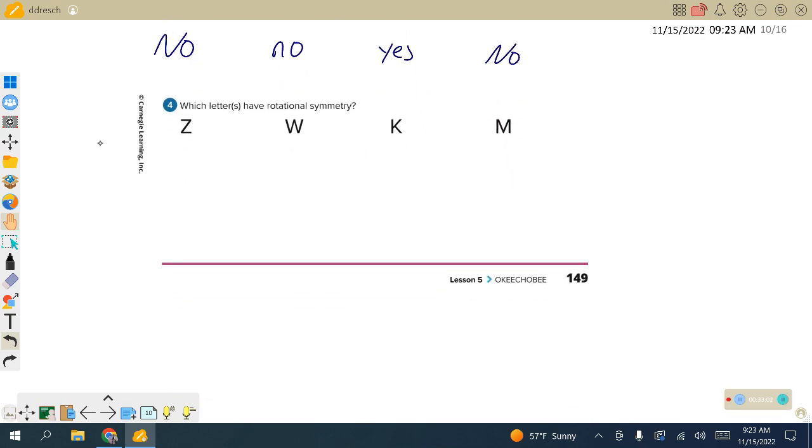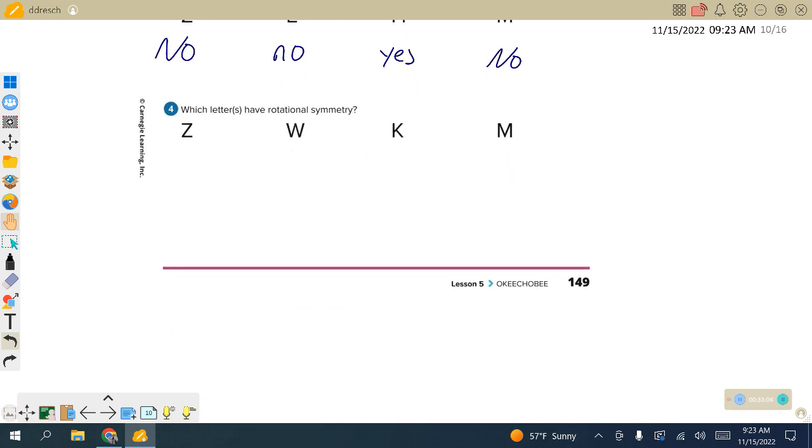Let's go, Lydia. Which one has rotational symmetry? Z? All right. In order for Z to work, the question is, what's that turn going to be? It's got to be a 180. How about W? No, the only way for W to happen again would be a 360, but we do not count 360. Invalid. And last but not least, M? No.